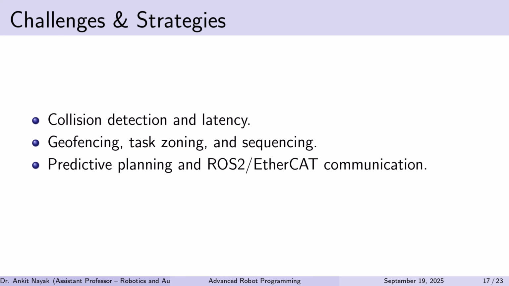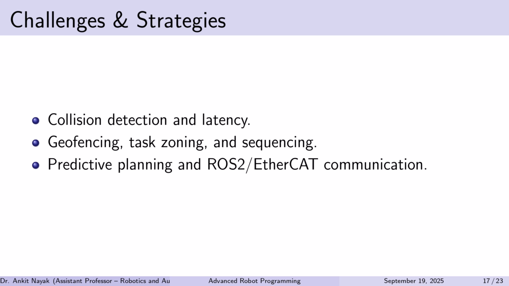One simple method is zoning. The workspace is divided into zones, and only one robot can enter a zone at a time. For example, if robot A is inside zone 1, robot B must wait until zone 1 is free. This prevents collisions. Another method is scheduling. The robots are programmed with a sequence so that one completes its task before the other starts. This is common in assembly lines.